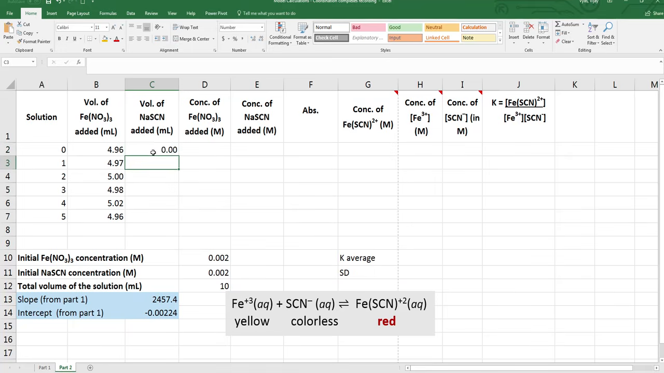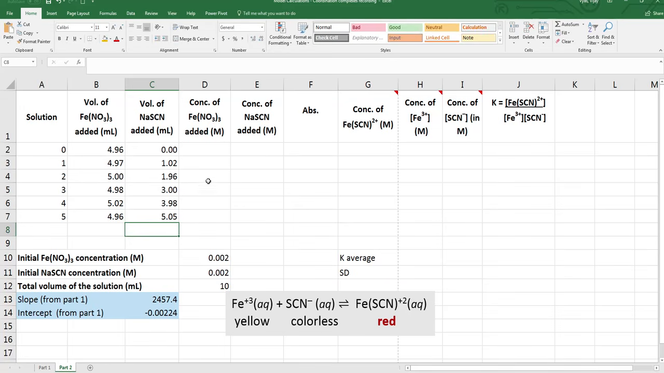solution, so we are not adding any sodium thiocyanate. Remember, we are using two different blanks. In part 2, this is your blank. In part 1, the blank contained 2 ml of iron solution. All right, so around 1 ml, so 1.02, 0.96, 3 ml, 3.98, and 5.05. All right.